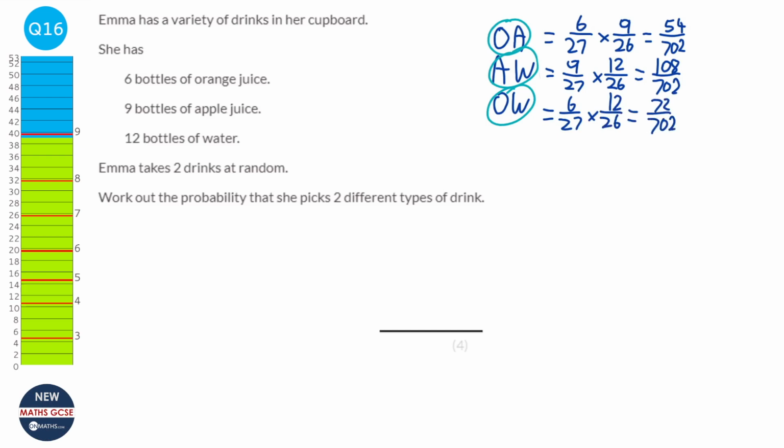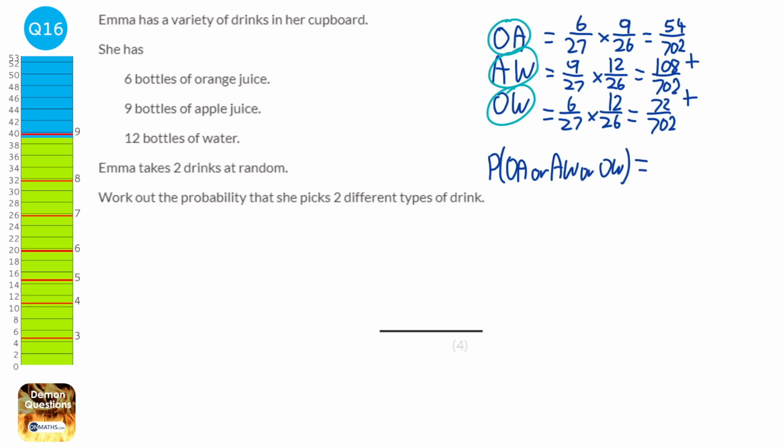Now we're looking at the probability of this or this or this, and the word or means add. So the probability of OA or AW or OW is these added together. And when you add them together, you get 234 over 702.